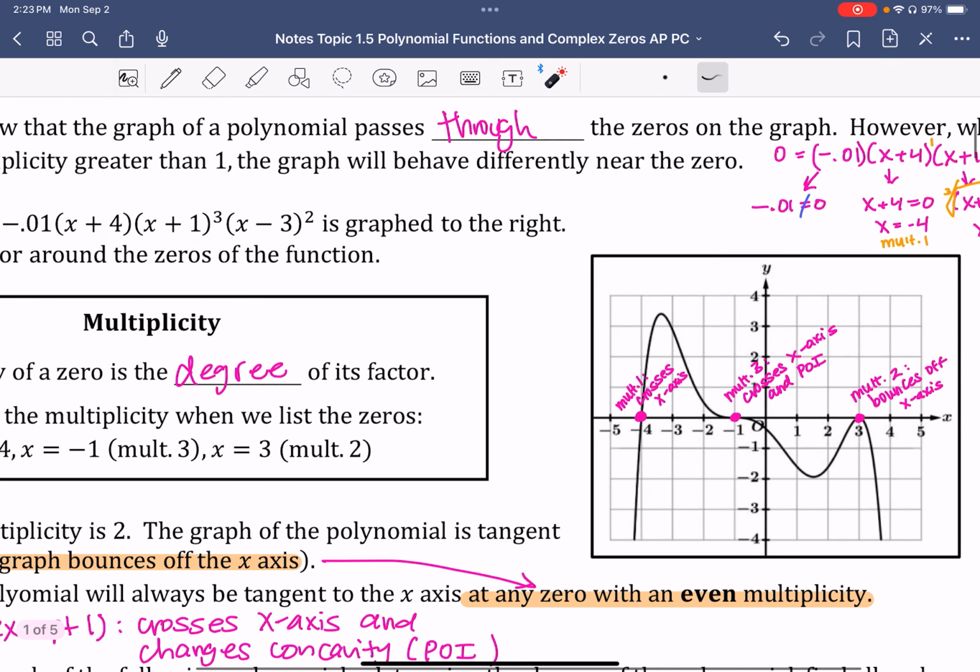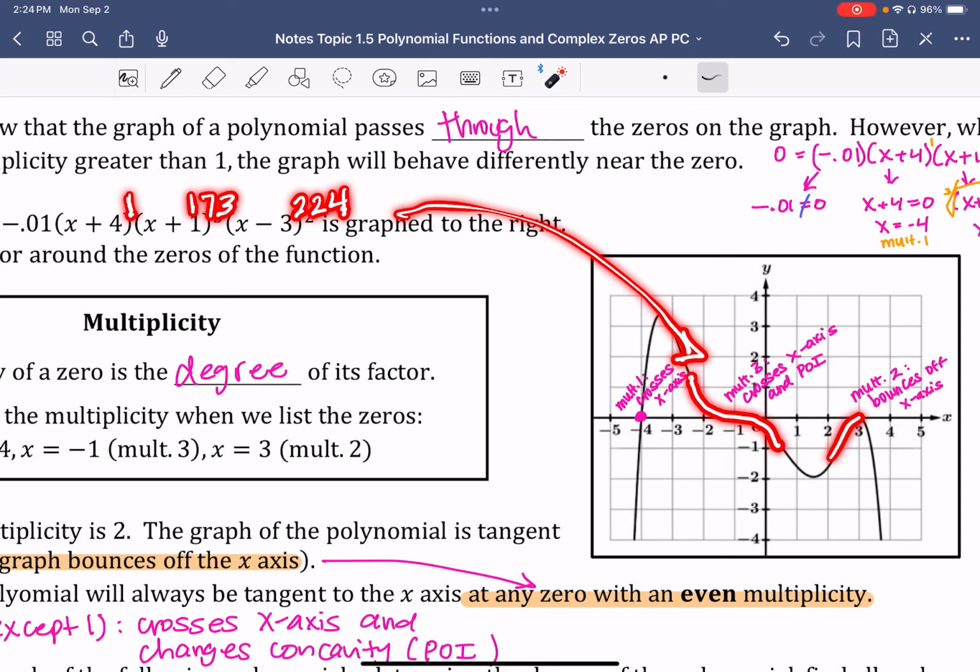Okay, so let's say x plus 4 is always a power of 1. Let's say I have a crazy number like 173 over here, and then let's say I have another crazy number like 224. Okay, so those are crazy big exponents, but because that second factor is still odd and the last factor is still even, it'll still produce this same graph where this one has a point of inflection, this one bounces off, and this one goes straight through. So multiplicity 1 just crosses like a normal x-axis, x-intercept, and then every odd multiplicity will cross the x-axis and it will change concavity, and every even multiplicity will bounce off the x-axis.